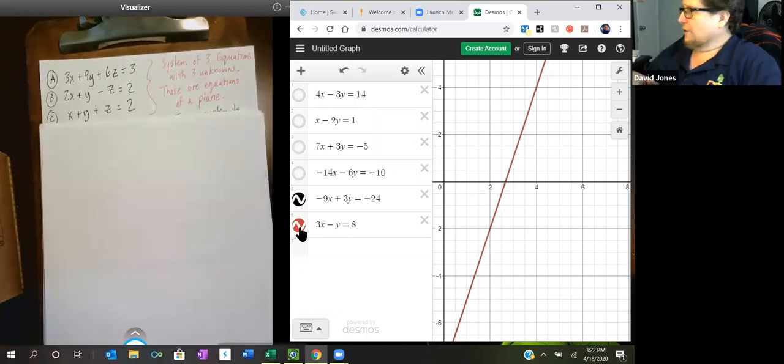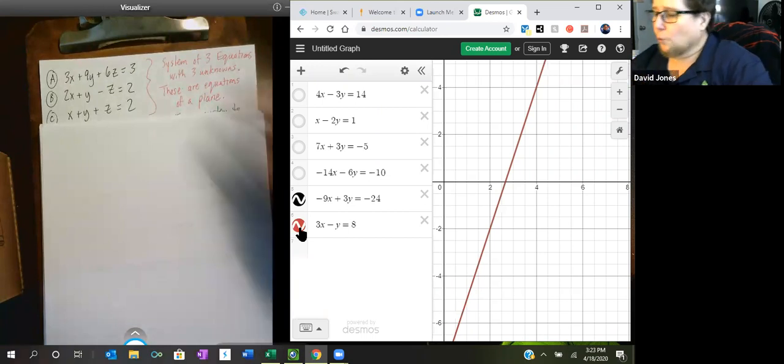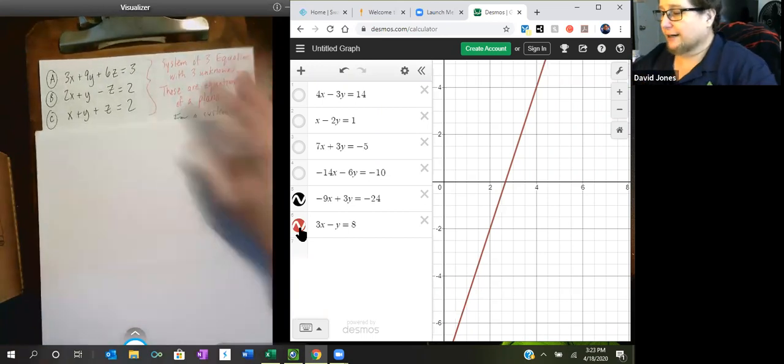Okay. So what am I going to do? How can I combine these? What might be an easy way to combine them? So I'm going to look at these equations and go, what variable looks like it's the easiest to get rid of?